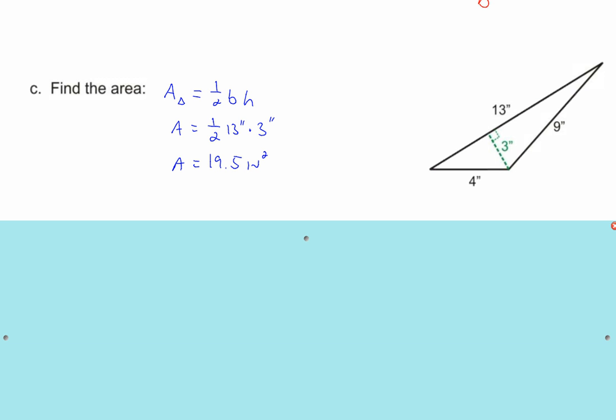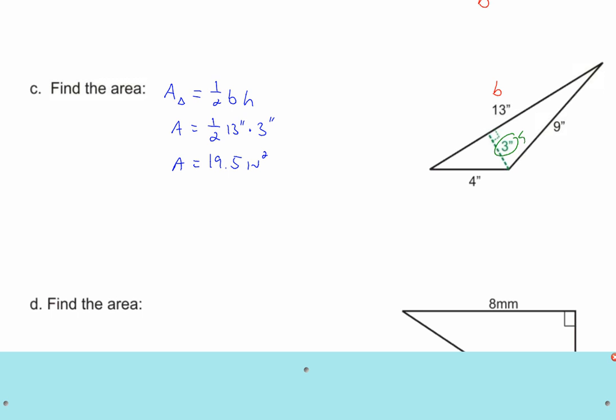Christina used to do 13 times 13 divided by 2. No, there's no 13 times 13. The base is 13, and yeah, the height is a 3, right? So 13 times 3 divided by 2. It's the easiest way to approach the problem. Make sure we can punch it in correctly.